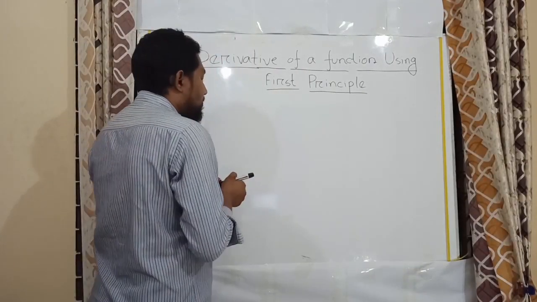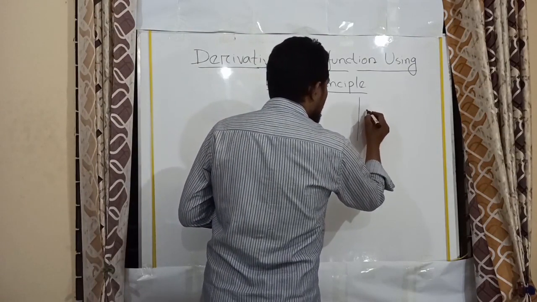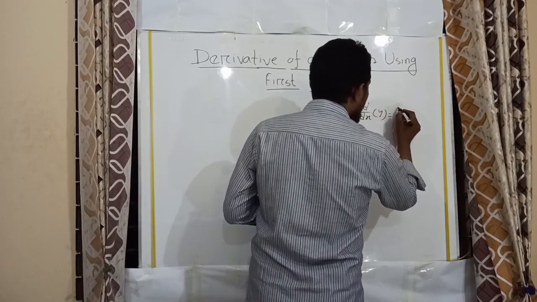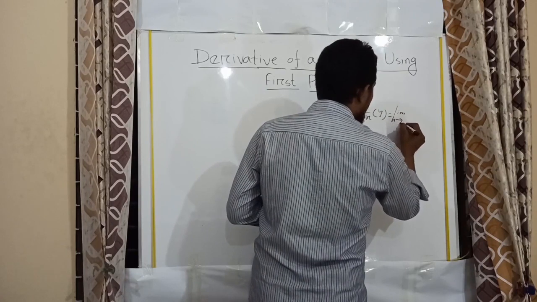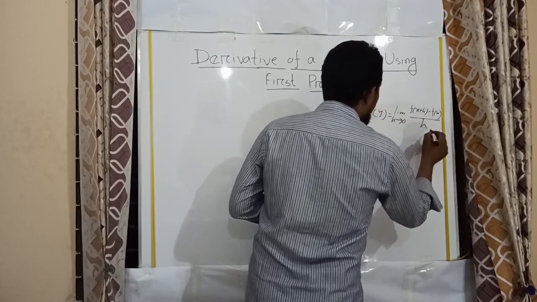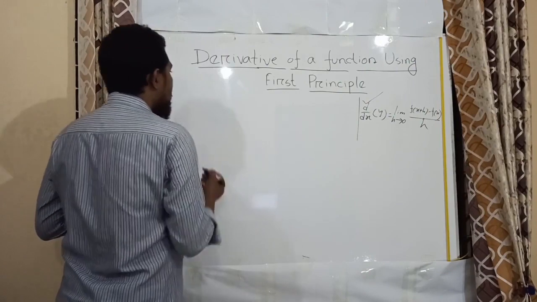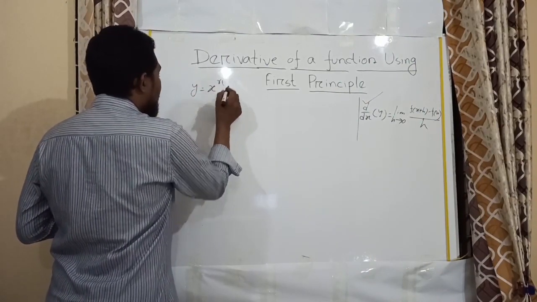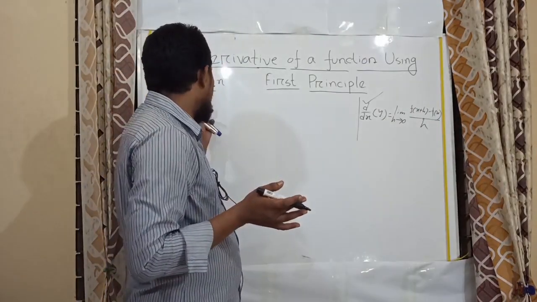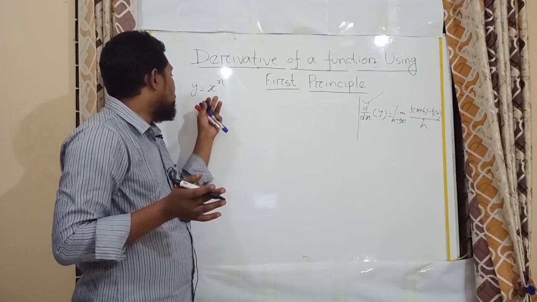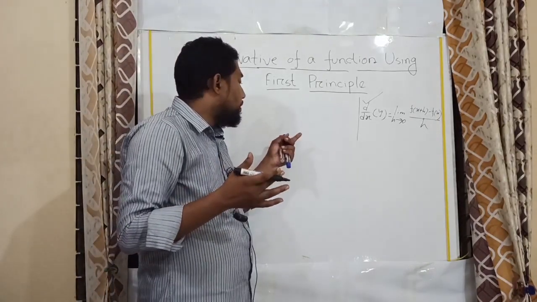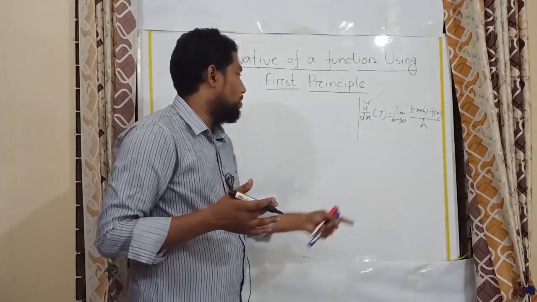At first I'm writing the formula: d/dx of y equals limit h tends to 0, f of x plus h minus f of x, divided by h. We'll maintain this formula. Here our function is y equal to x to the power n. In the previous class we taught you that the derivative of x to the power n is n x to the power n minus 1. Now we are going to do it by this formula.